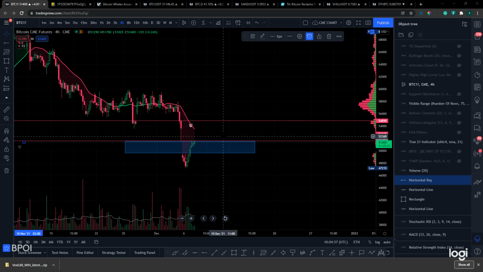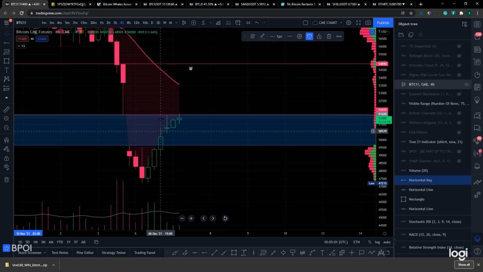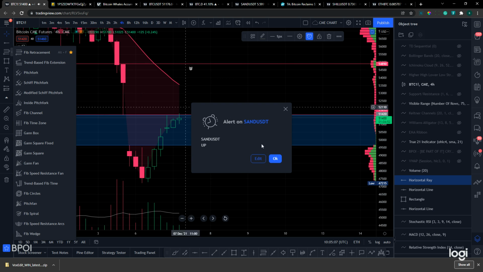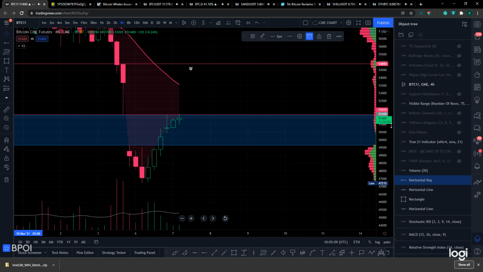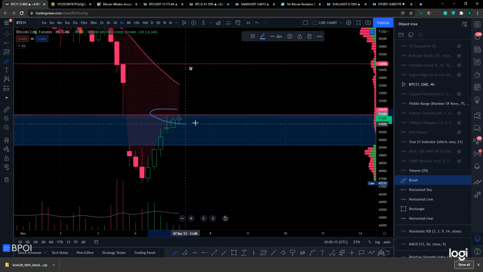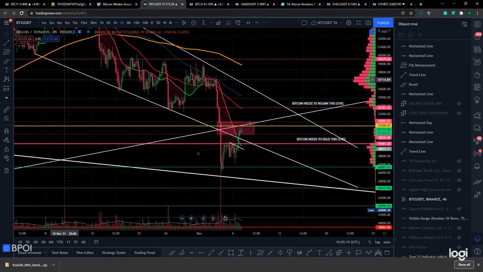Okay, so we mentioned yesterday about the CME gap. CME gap has been filled, albeit Bitcoin is now facing resistance on the futures side of things at the top of the fill level. So 51,615. Let me try and find my brush tool. Okay, so facing resistance here. So if we then go over to Bitcoin, we're essentially seeing the same thing.